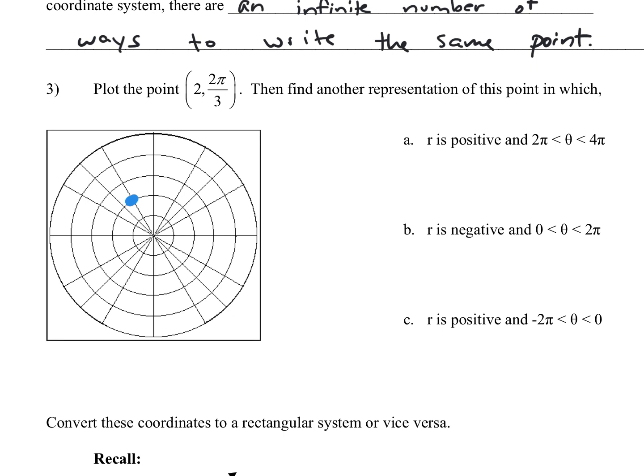I'm going to try the first one on my own, and as we do with a lot of these videos, I'm going to have you try B and C on your own. So for part A, they tell us that R should be positive and that our angle should be between 2 pi and 4 pi. I started with a positive R value, so it's going to remain positive. It's going to still be 2.